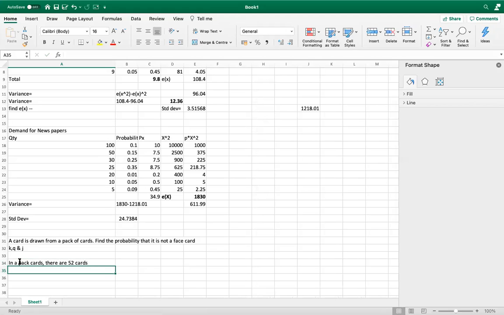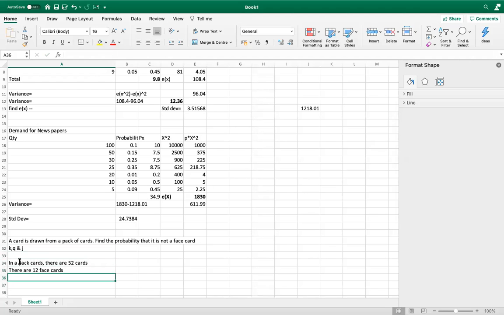Tell me for sure, how many are there? 13. Are you sure? I'm 12. 12. Very good. There are 12 face cards, 4 cards in each suit. Do you understand? There are 4 cards in each of the faces, and there are 4 suits.